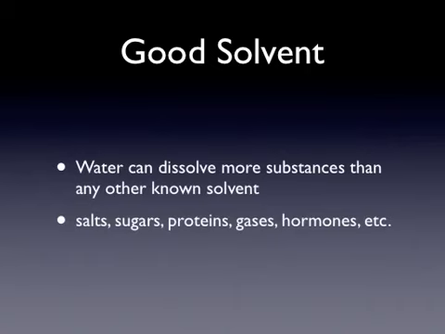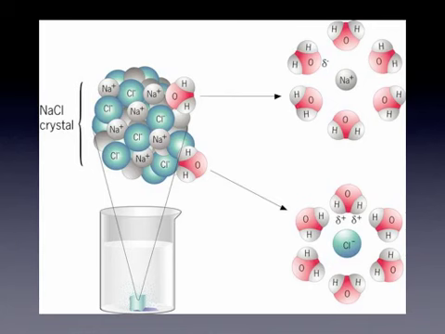The first property of water is that it's a good solvent. Water can dissolve more substances than any other known solvent. This includes salts, sugars, proteins, gases, hormones, and many other substances. Here's an example of how this works. Remember that sodium chloride is an ionic compound that we know of as table salt. Remember how we talked about that table salt will dissolve easily in water.